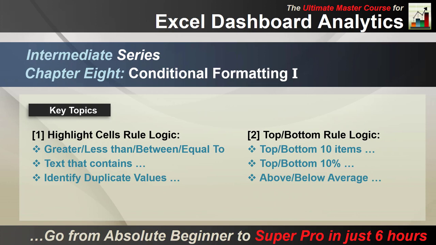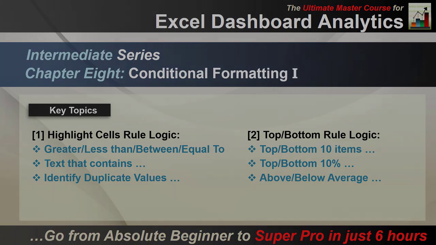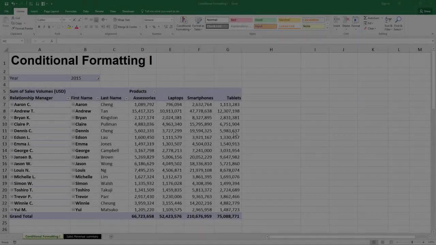I'm going to show you how you can do all of that in these last 3 chapters of this series. For the first chapter, chapter 8, I'm going to break it down and show you the highlight cells rule logic as well as the top and bottom rule logic. There's a couple of different examples I'm going to be going through with you, so just sit tight and listen through. Alright, let's get Excel started.